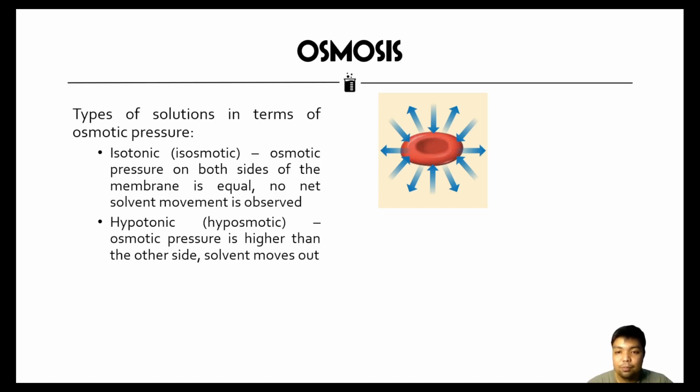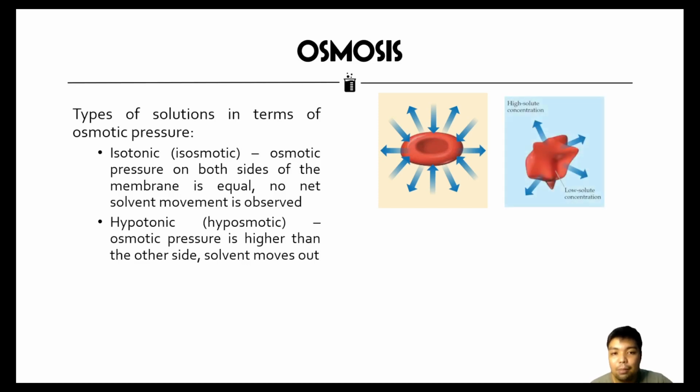So what does that mean? That means that in a hypotonic or hyposmotic solution, the concentration of your reference solution is lower than the concentration of the solution on the other side of the semi-permeable membrane. So, because of the lower solute concentration of your reference solution on one side of the semi-permeable membrane, in order to address this concentration gradient, your solvent will move out from that hypotonic solution.